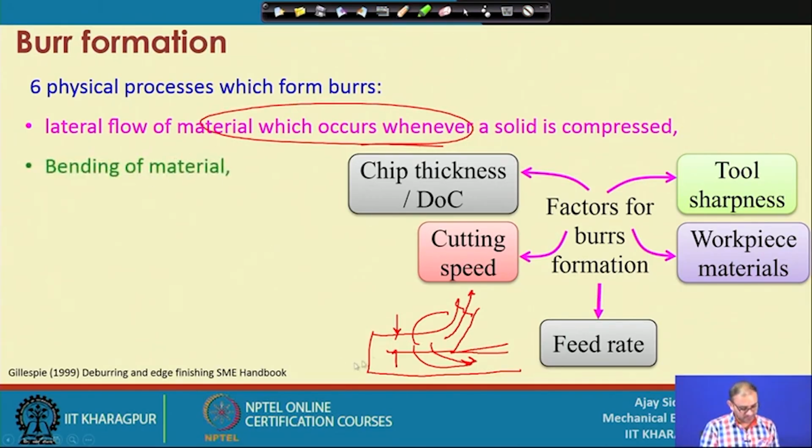Bending of the material, because whenever you are reaching the end position, so this is the end position here. Now, when your tool reaches this location, what is happening? The strength of this material is very, very low. So, instead of a clean cut, what will happen is that this particular material will bend and it will become a burr here. So, that is also one of the reasons, the bending of material, and it mostly happens in ductile material.